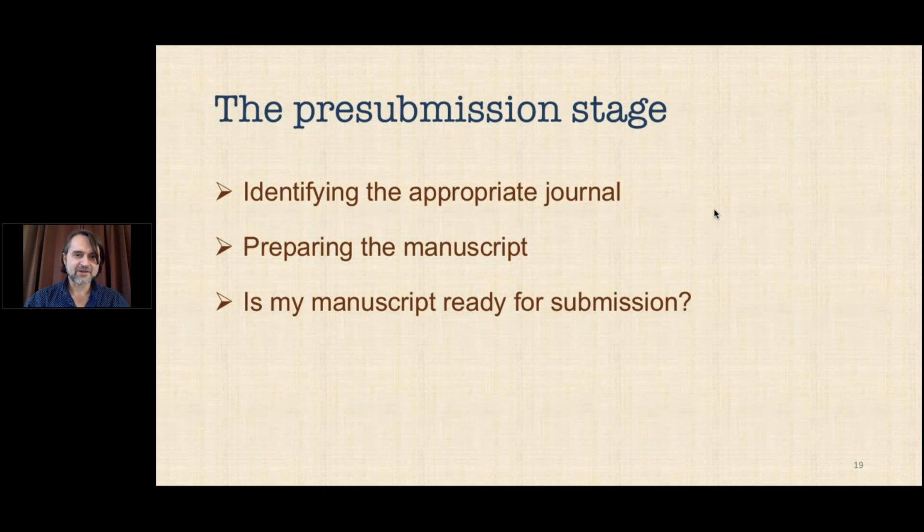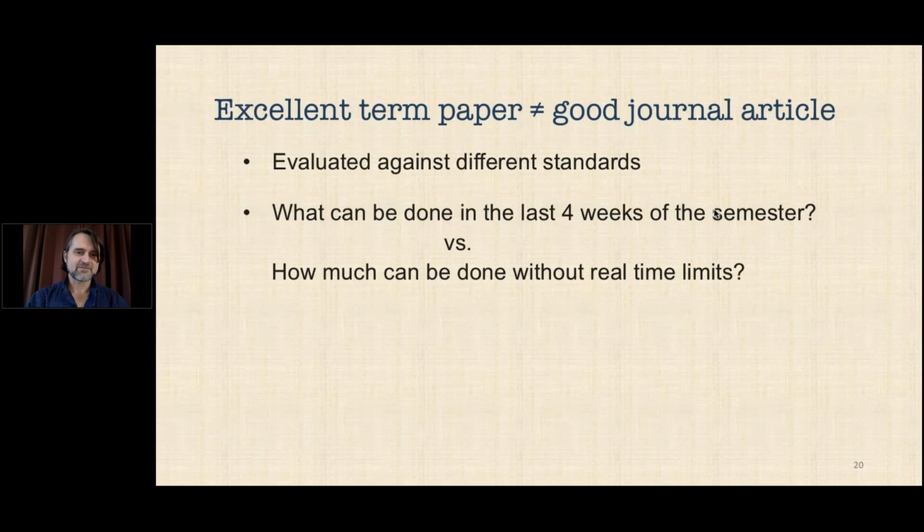Okay, so we've talked about identifying a journal, about how to prepare the manuscript. So how do you know, once you've done all this work, that your manuscript is now ready for submission? A couple of things to keep in mind. A really good term paper that you write for a seminar in graduate school is not necessarily a good journal article. If you get a high grade on a term paper and the faculty person for whom you've written it tells you it's a great paper, you have to remember that that is being evaluated as something that you can do in roughly the last 4 weeks of the semester. Whereas a journal article is evaluated as something that you have done with virtually no real time limits.